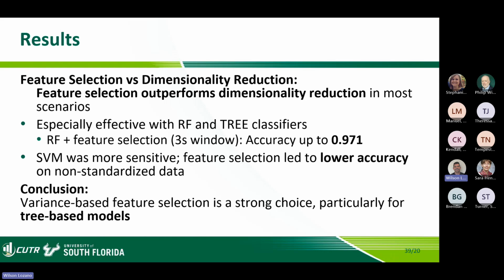Also, related to feature selection versus dimensionality reduction, feature selection outperforms dimensionality reduction preprocessing in most of the scenarios, specifically effective with random forest and tree classifiers. SVM was more sensitive. Feature selection actually led to lower accuracy for the support vector machine classifier. The conclusion is that variance-based feature selection is a strong choice, particularly for tree-based models.